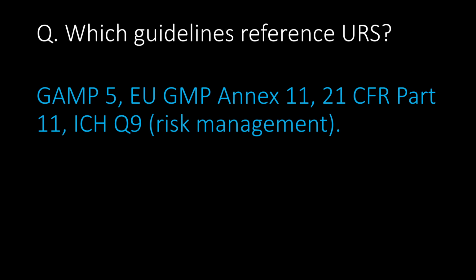Which guidelines are referenced for URS? GAMP 5, EU GMP Annex 11, 21 CFR Part 11, and ICH Q9 for risk assessment are the guidelines which are very commonly referred for URS.